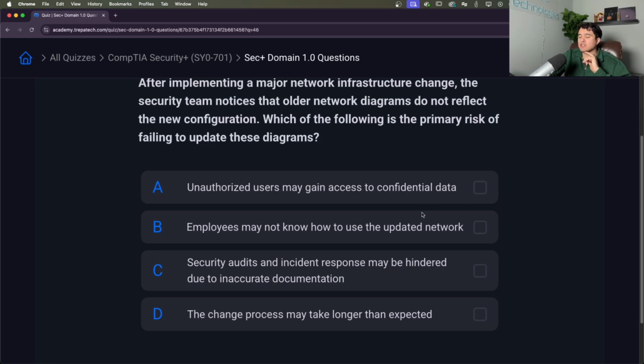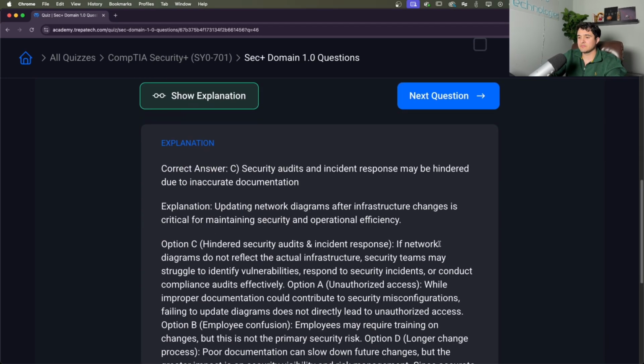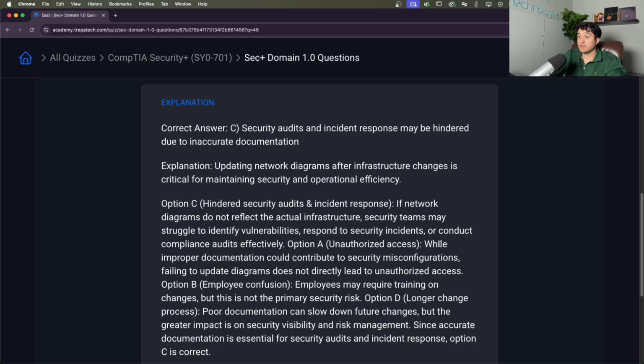Unauthorized users may gain access to confidential data. Not updating documents doesn't prevent that; it could happen whether we update or don't update documents, right? So not really related. Employees may not know how to use the updated network. Really, network documentation is more for us, the actual IT professionals, the network engineers. So that leaves us with only one accurate answer here, and that is security audits and incident response may be hindered due to inaccurate documentation. Pause the video if you'd like to read the explanation.